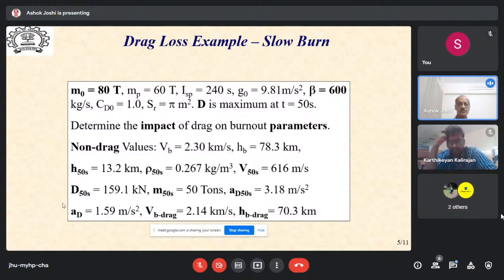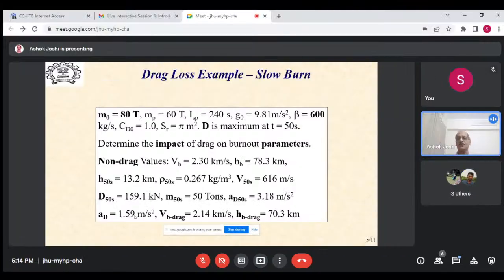So you just use this in your baseline trajectory equation and recalculate, asking if this was the effective loss because of drag, what would be the loss in performance? And as you can see, there is a loss in performance in terms of velocity as well as in terms of altitude. Now, of course, this is only a broad approximate estimate, but it still tells you that by doing this, you can arrive at a reasonable idea of how much to account for loss due to drag.